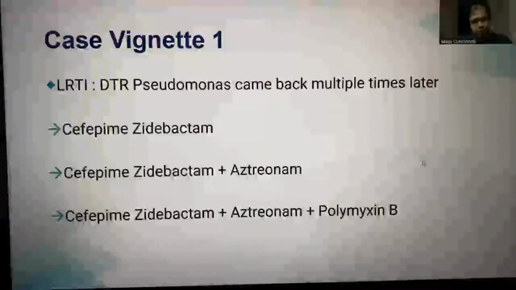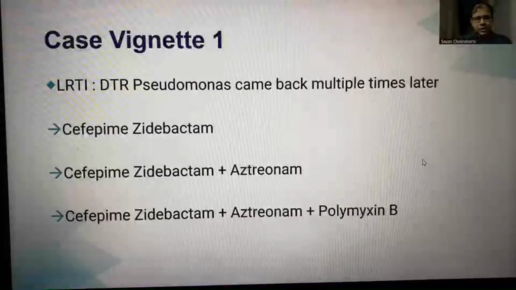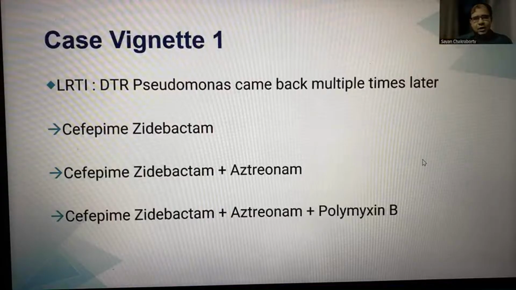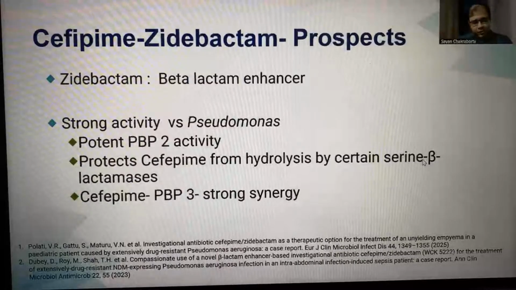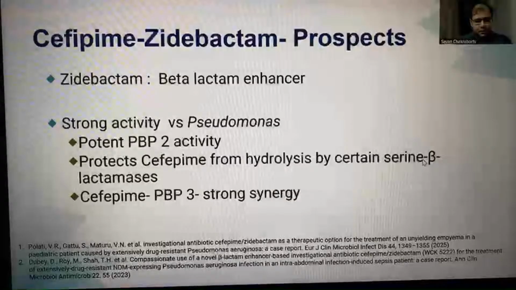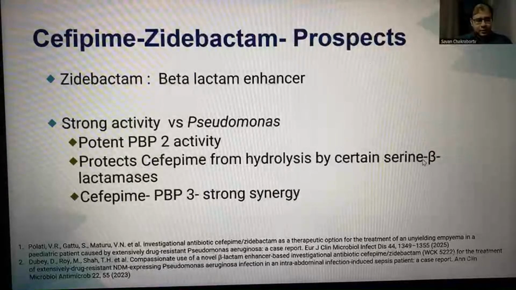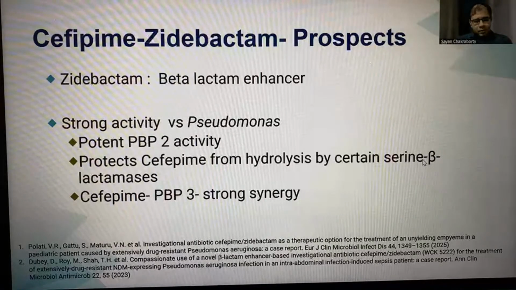So unfortunately, she succumbed to her illness, but we used so many drugs, and this cefepime zidebactam, the newest drug, is going to be launched very soon. It was initially given emergency use for Pseudomonas, but once it is launched, you can use it for these DTR kind of patients. So this cefepime zidebactam is actually a beta-lactam enhancer. It is not a beta-lactam inhibitor. It is a beta-lactam enhancer. It has got a potent activity against PBP2 and it also protects the cefepime from hydrolysis by certain enzymes. And cefepime has got a strong PBP3 activity.